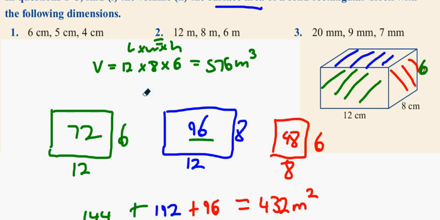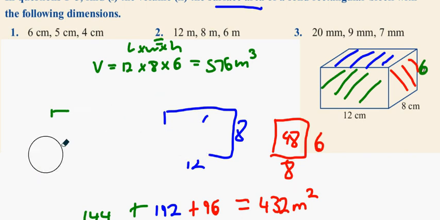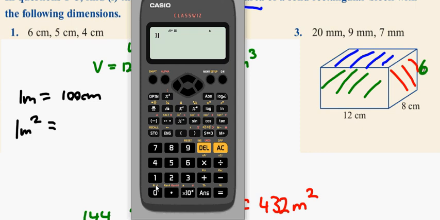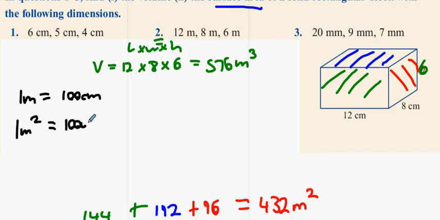Okay, now where they're going to try and trip you up is the following. Alright, and things get tricky here. I did this the other day, but you're going to need to know it now. What's 1 meter in centimeters? What's 1 meter squared in centimeters? It's 100 multiplied by another 100. See the 2 there? It means do it twice. So it's 10,000 centimeters squared.